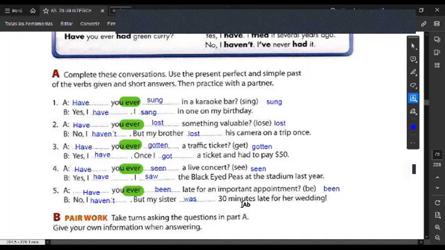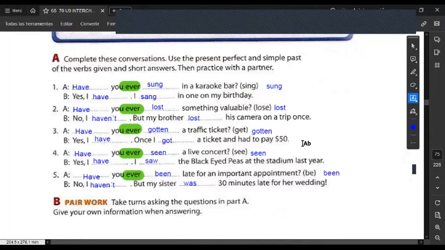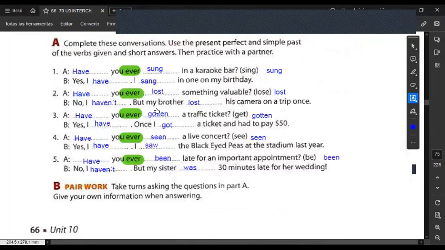Que tiene como algo específico. Por ejemplo, una fecha exacta, que siempre es ese día. Por ejemplo, un momento en el que sea un evento específico. Por ejemplo, mi hermano perdió su cámara una vez en un viaje. Entonces, es un evento específico, ¿verdad?